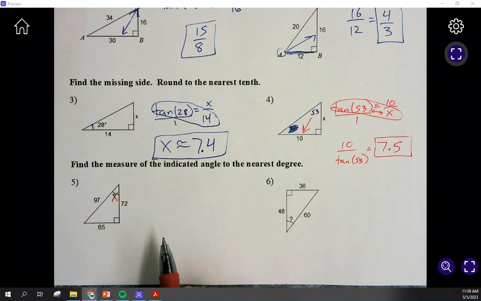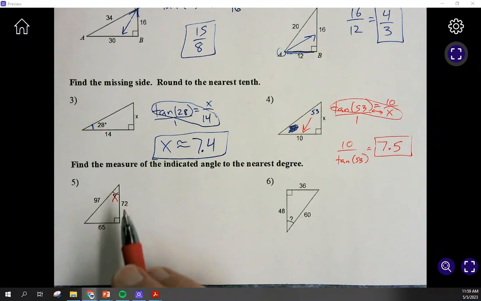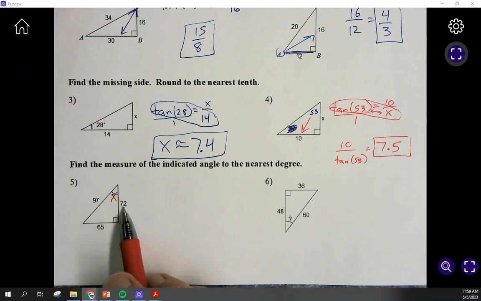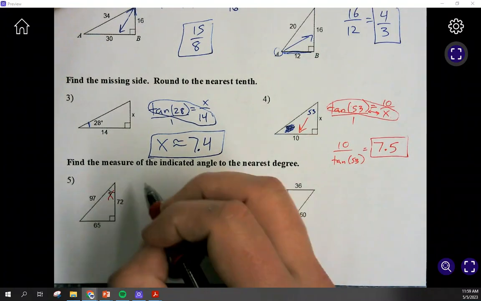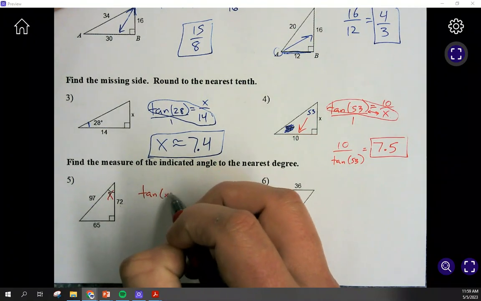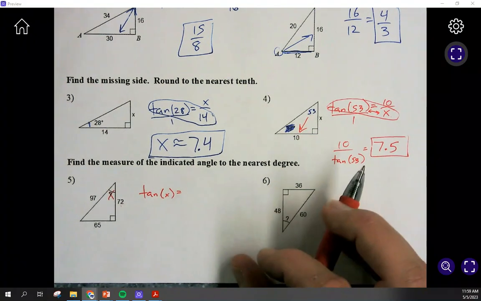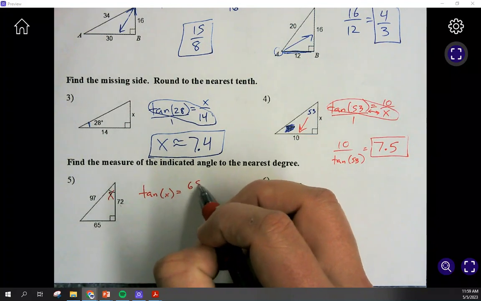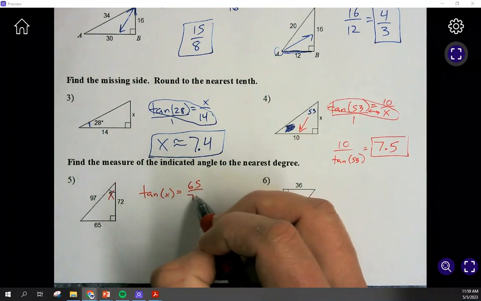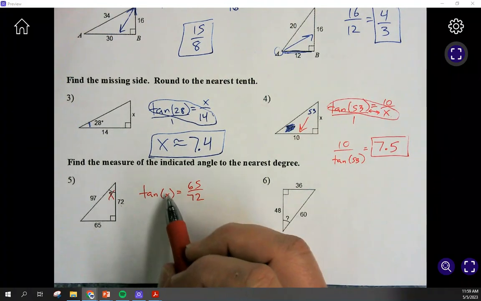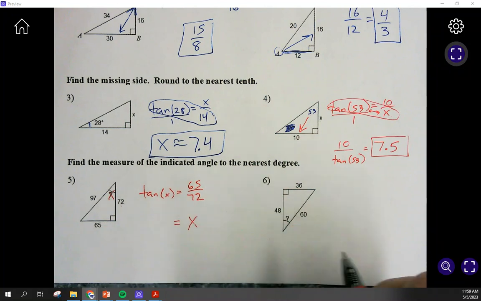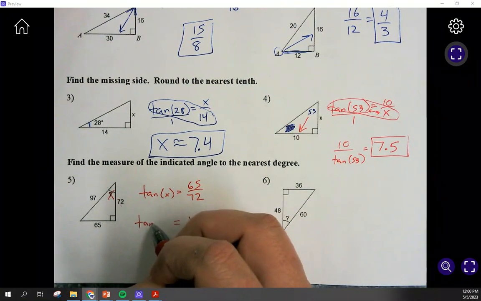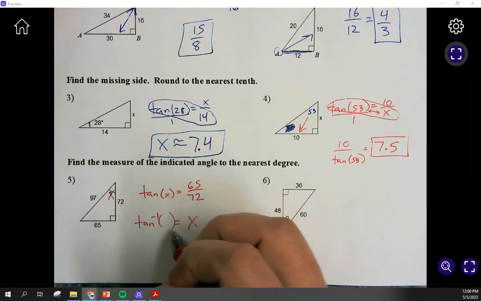It's your choice. Now sometimes it's going to be dictated to you which one you have to use depending on what you have. If you only have adjacent and hypotenuse, then there's a certain ratio that you have to use. So we're going to go ahead and use tangent. We're going to say tangent of the angle, which is x, equals the opposite, which is 65, over the adjacent, which is 72. When we want to flip-flop these, because we want to find out what x equals, we want this to equal x. We go ahead and we do the inverse function. So tangent to the negative 1, plug in my 65 over 72.